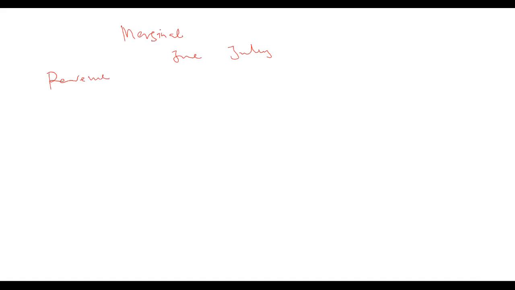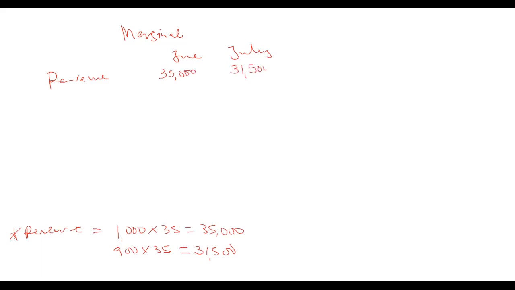I have workings here. Revenue for the month of June will be 1,000 units of sale at a price of $5, giving us $5,000. For the month of July, it is 900 times 5, which gives us how much? $4,500. Confirm. Yes. Therefore, revenue for June is $5,000 and for July is $4,500.